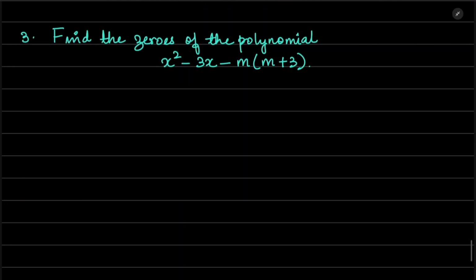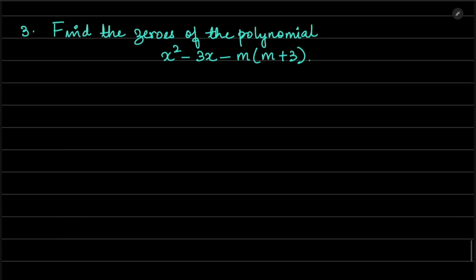Find the zero of the polynomial x square minus 3x minus m into m plus 3. In order to find the zeros, you have to equate it to 0. Let p of x be the given quadratic polynomial, that is x square minus 3x minus m multiplied by m plus 3. Now, in this question, probably it's a tricky question. It's not a very easy question. Let me tell you how to do it.